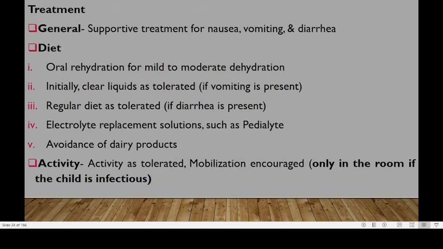In terms of treatment, you do oral rehydration for mild to moderate dehydration. Initially, start with clear fluids as tolerated if vomiting is present. You do a regular diet as tolerated if diarrhea is present, and electrolyte replacement solutions such as Pedialyte. You need to avoid dairy products, and you need to put these patients in a private room if available, as these cases could result in cross infection, right?